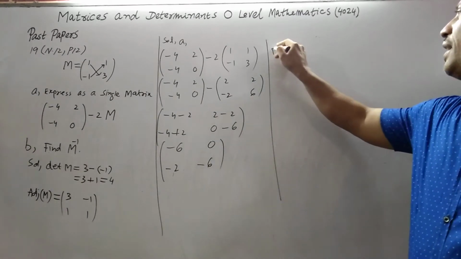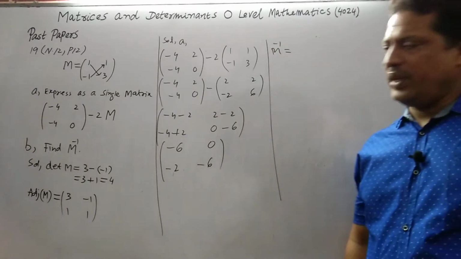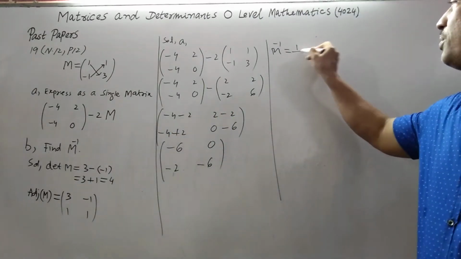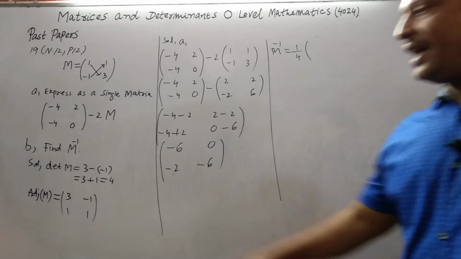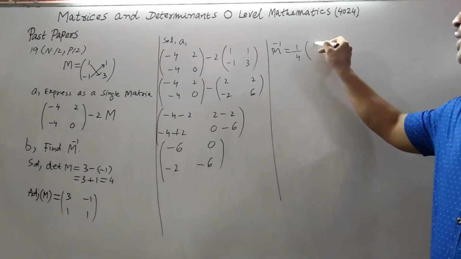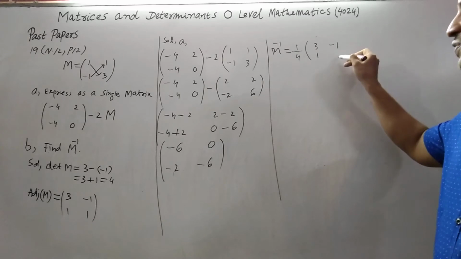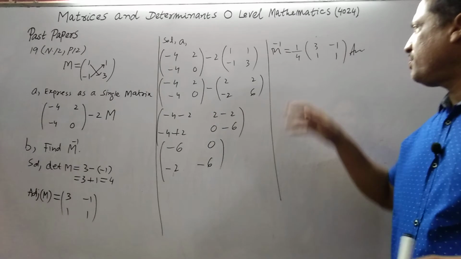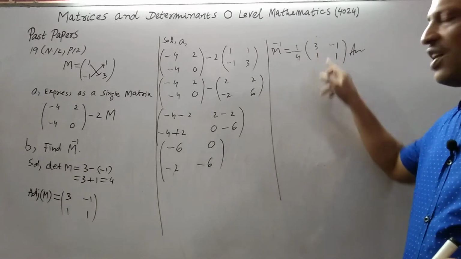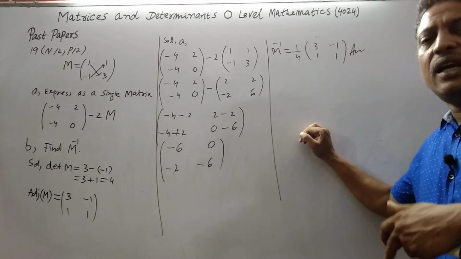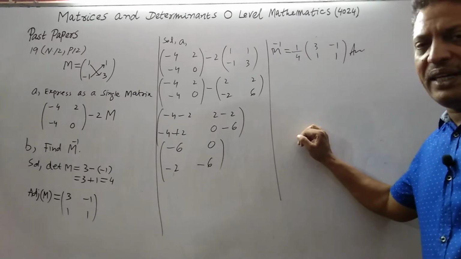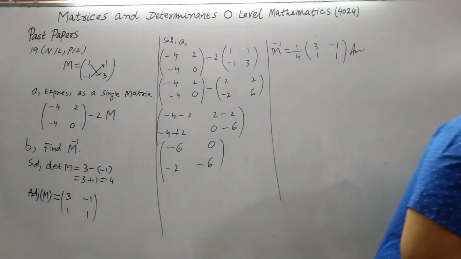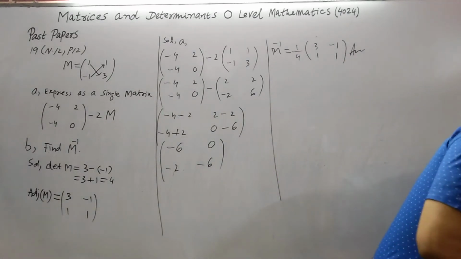Finally, we have to write inverse of M. Inverse of M is 1 upon determinant. 1 upon determinant is 1 upon 4. And the adjoint of the matrix is 3, 1, -1, 1. This is the final answer. Again, I would say, if you multiply 1 upon 4 by each and every one and write the answer in a more simplified form, no matter, you will get full marks. But if you leave it in this form, you will get full marks again. Okay, let's have a look. Next question.